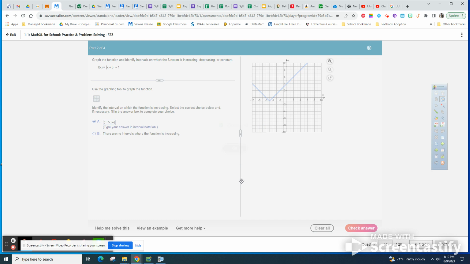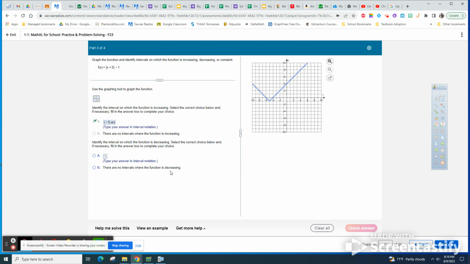Good job. Now it says for decreasing. So that's going to be -infinity to -5. And again, just the reverse of that. Okay. And if they ask for constant, there is no constant here in this situation. So we're going to move on.